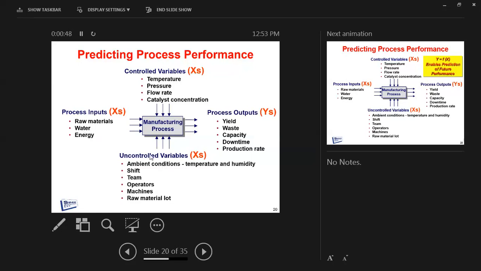You get down here to the uncontrolled variables. This is tougher. It's tougher to get, but what's the ambient temperature, ambient humidity, those can be measured. Shift is basically which shift it is. Is it a 3-shift operation or a 2-shift operation? Some processes will have different teams, like teams A, B, C, and D, or A, B, and C, depending on whether it's a 3-team or a 4-team operation. Operators, different machines, and so forth. So they're typically quantitative measurements or qualitative characteristics to determine the X's.